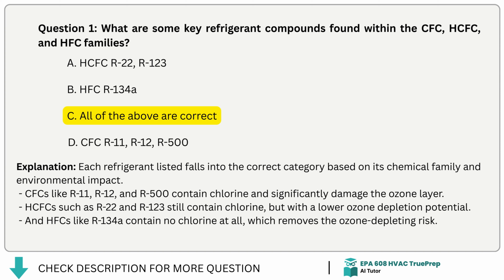CFCs like R11, R12, and R500 contain chlorine and significantly damage the ozone layer. HCFCs, such as R22 and R123, also contain chlorine but have a lower ozone depletion potential. And HFCs, like R134A, contain no chlorine at all, which removes the ozone depleting risk. So, all three examples fit their categories correctly.